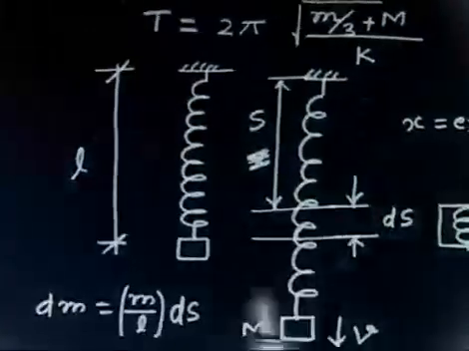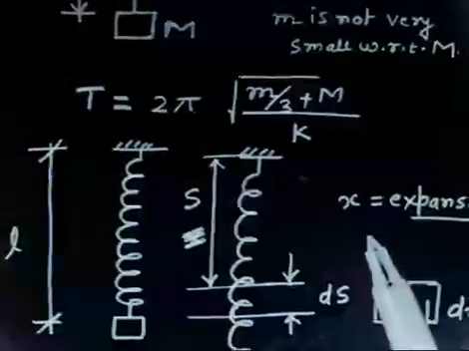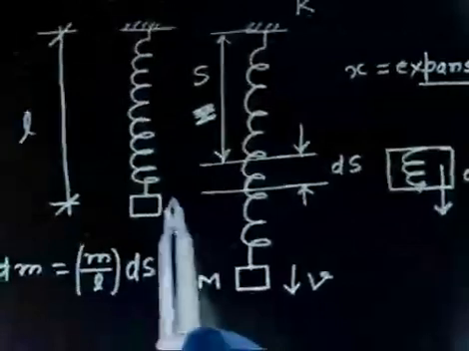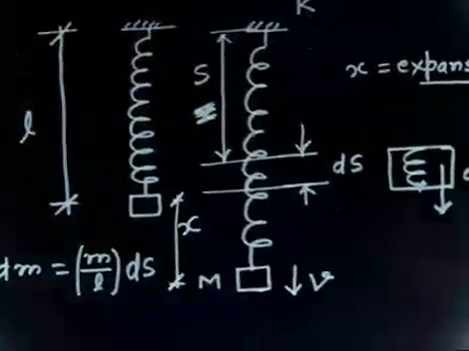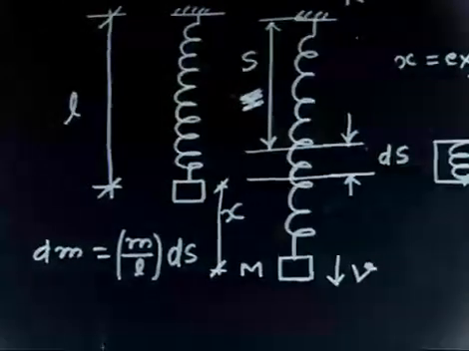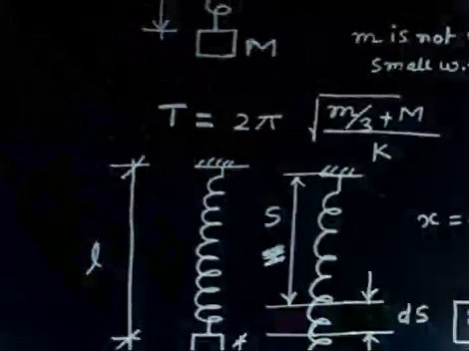Now the lowest point has moved by a distance x. So I have assumed the displacement of the spring, the expansion of the spring, is x. So I can say the lowest point of the spring has moved by a distance x. If you see the top point, this has moved by a distance 0.